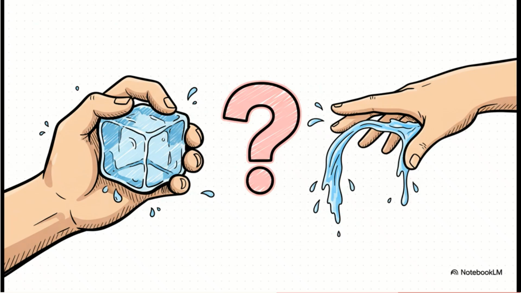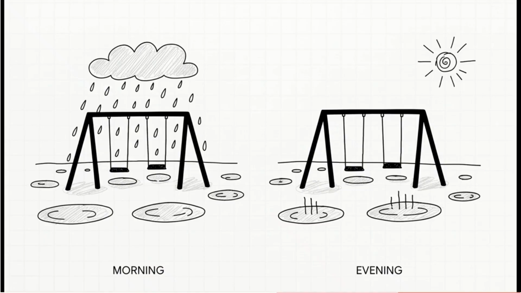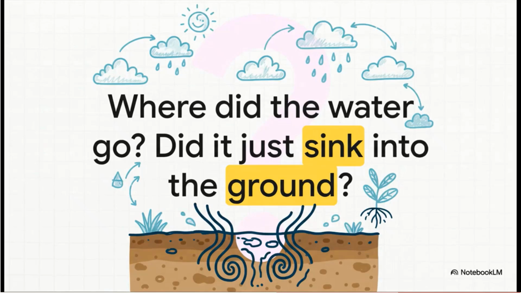Let's investigate. All right, our first puzzle is something you have definitely seen before. We're calling it the case of the vanishing water. So, picture this. It just finished raining. You look outside, and there are puddles all over the street and the sidewalk. But you come back a few hours later when the sun's out, and they're gone. Or at least they're a lot smaller. So, where did it all go? The first thing you might think is, well, it just soaked into the ground. And yeah, that makes a lot of sense, for sure. But is that really the whole story?